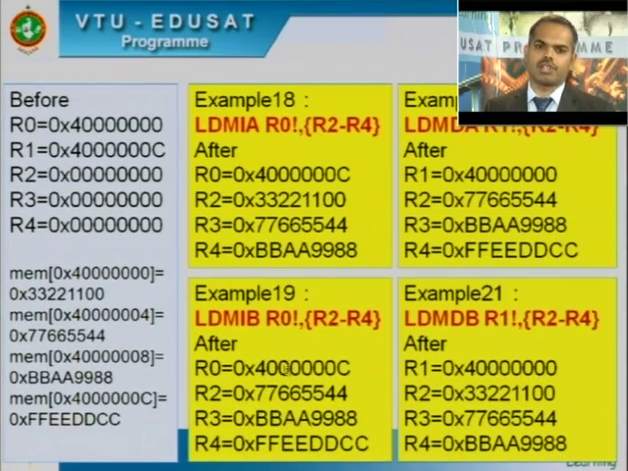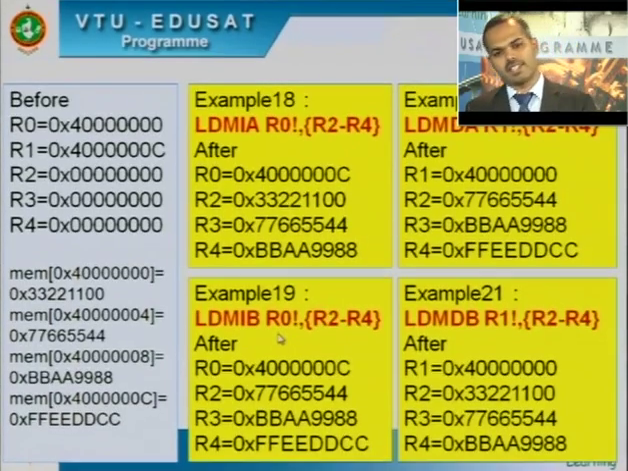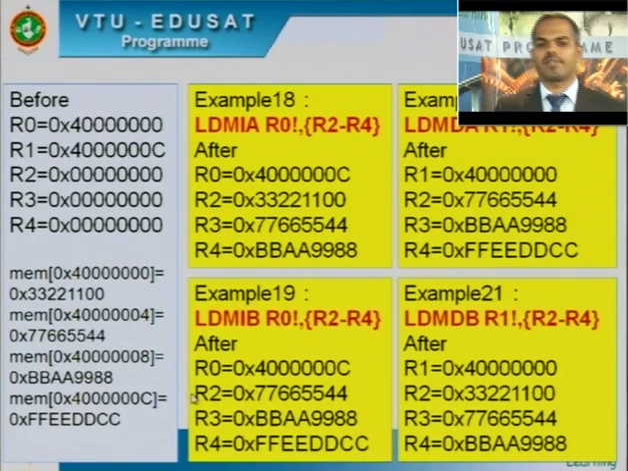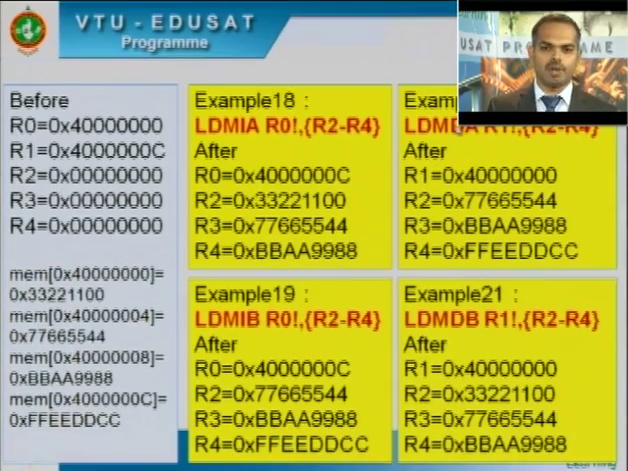So in this instruction also, registers R2, R3, R4 get a value from the memory location pointed to by R0, but the only difference is that the value of R0 increments first and then gets copied to the register, right? Similarly, look at example 20.